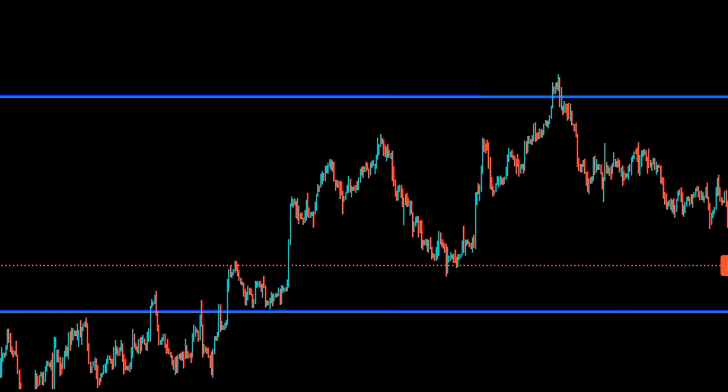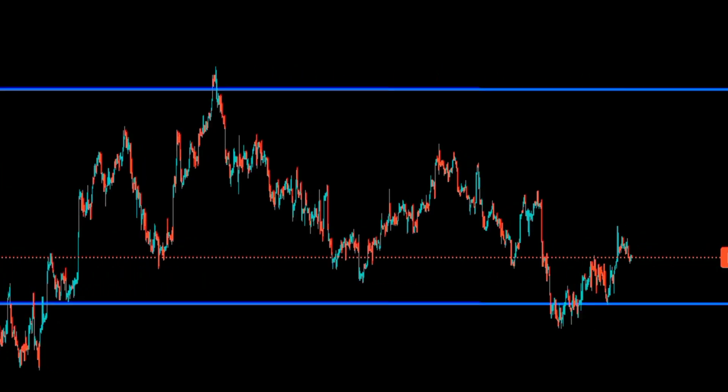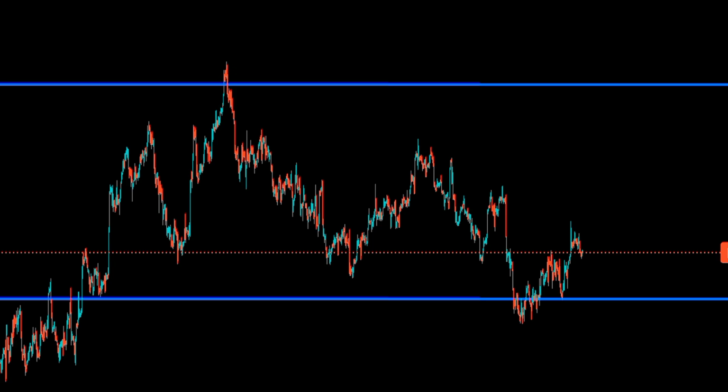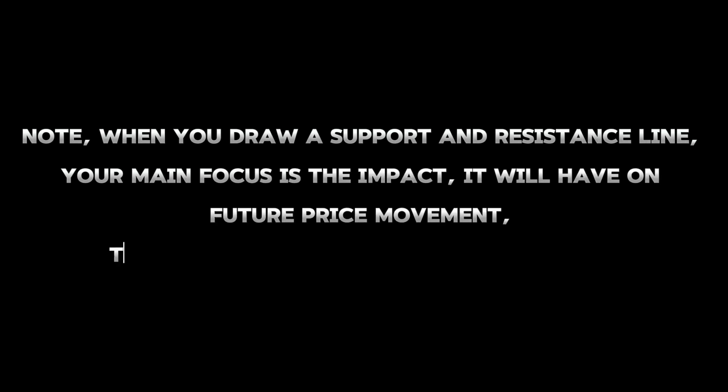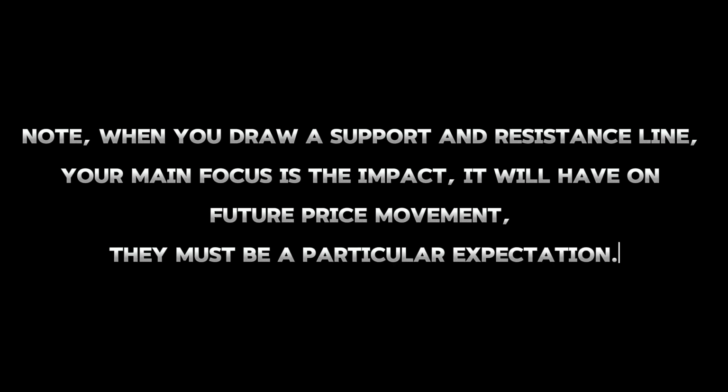Now, I will be showing you 3 sure ways of drawing support and resistance lines to catch big price movement. Number 3 is for professionals. Note, when you draw a support and resistance line, your main focus is the impact it will have on future price movement. There must be a particular expectation.